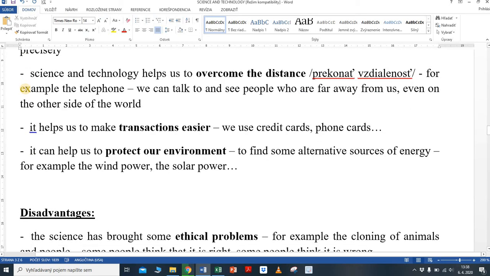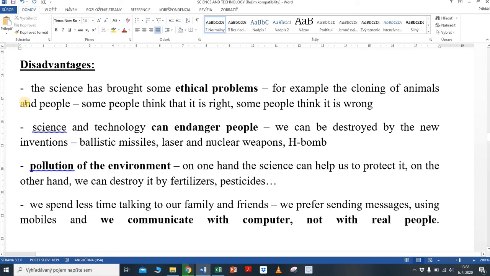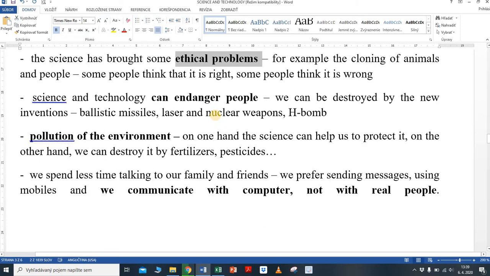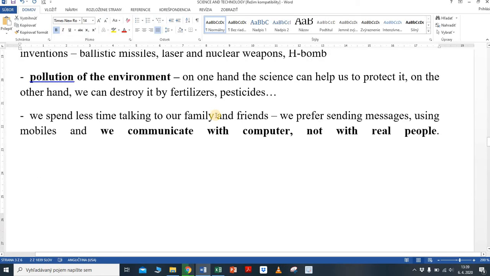We have overcome the distance thanks to high-altitude flights, and the financial transactions or the protection of the environment have become the priority of the recent era. When talking about the disadvantages, there have been a lot of ethical problems connected with cloning the animals and people, connected with a lot of danger to people. Let's mention the nuclear weapons or the pollution of the wild nature.